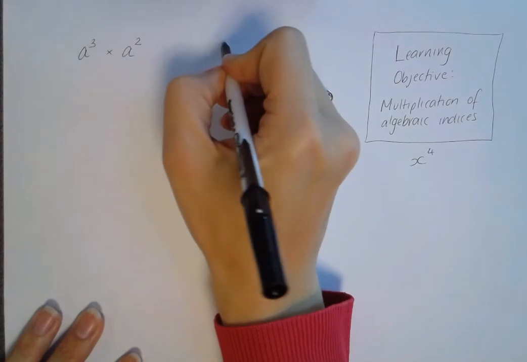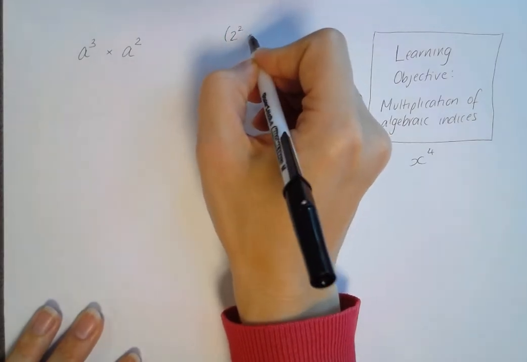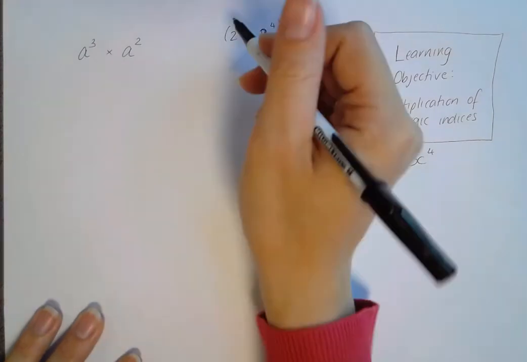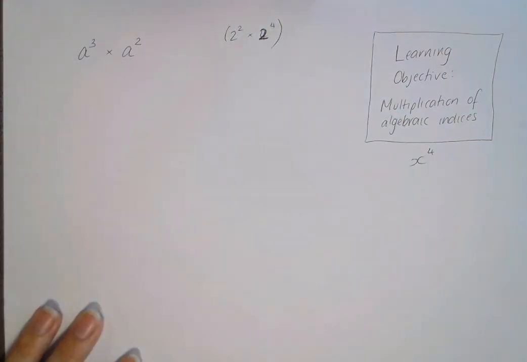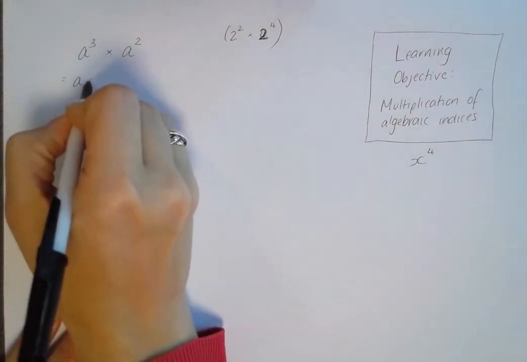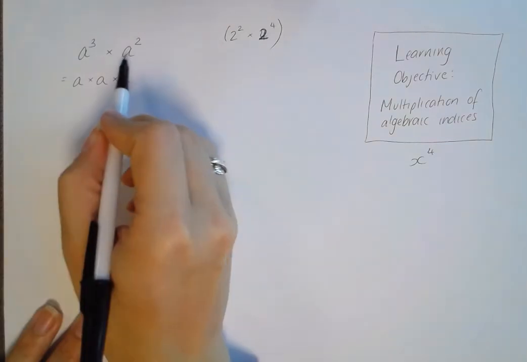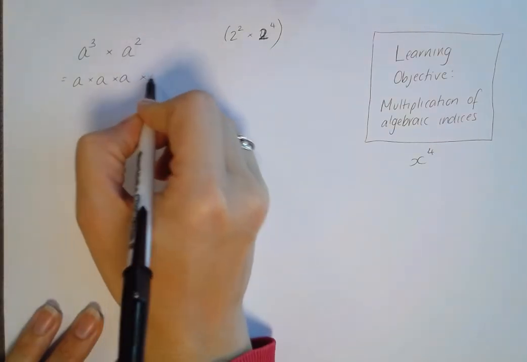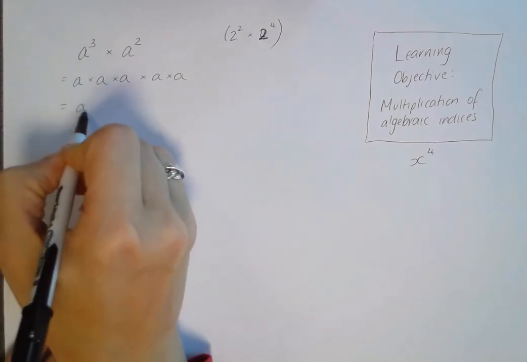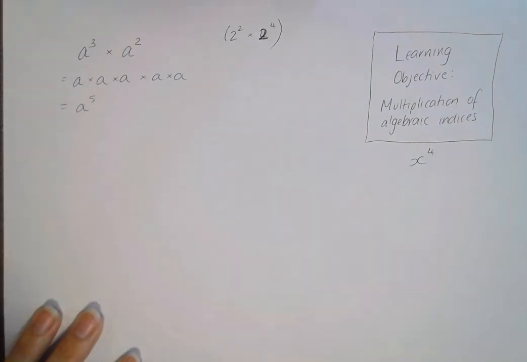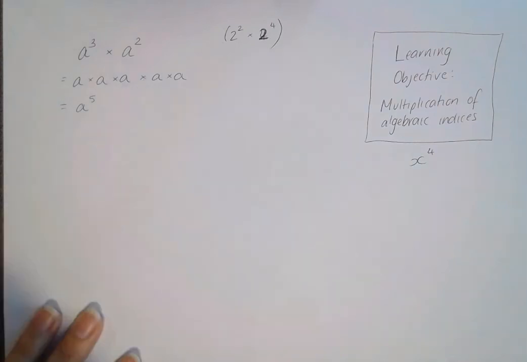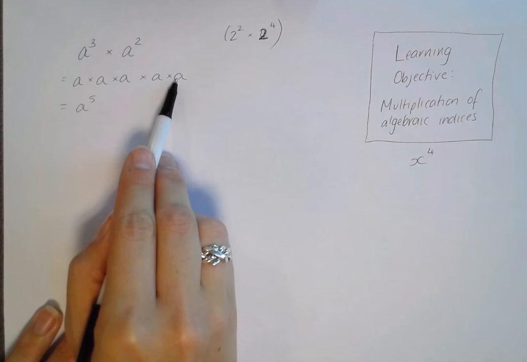We could also just as easily do something like 2 squared times 2 to the power of 4, because they have the same base, but we're not worried about them today, just these ones, because it's going to be the same rule anyway. If we expanded this out, a to the power of 3 would be a times a times a, and a squared would be a times a. So we've now got 5 a's, so a to the power of 5, because they are multiplied all together. They're not adding, they're multiplying. So a times a times a times a times a is a to the power of 5.